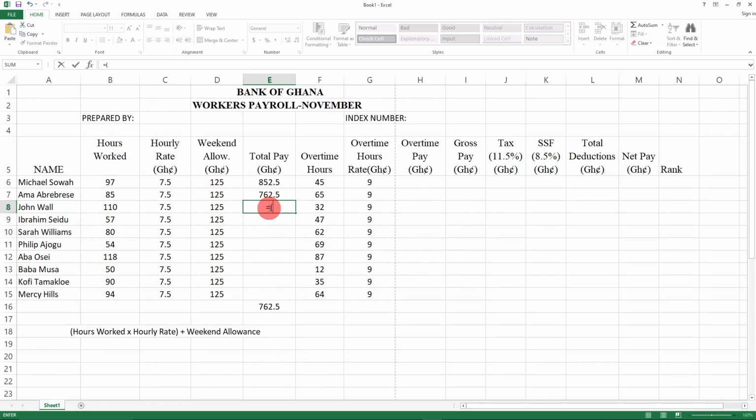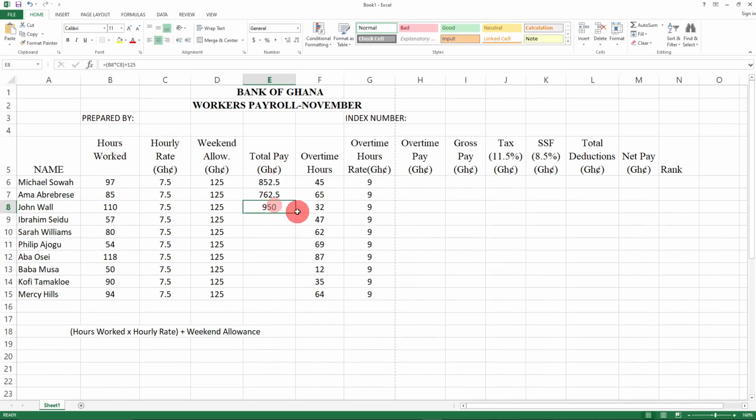So John, we can quickly do it. Equal, John is B8 by hourly rate, which is C8, we close it, plus weekend allowance, which is 125. We are done. Then we've gotten our answer. So please, that's it. I hope you understand.